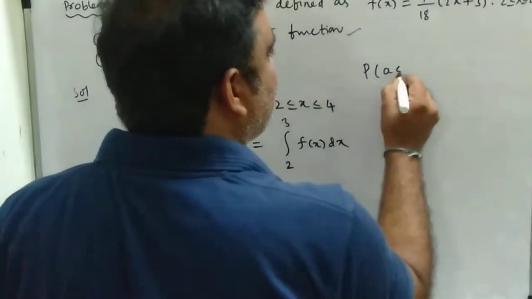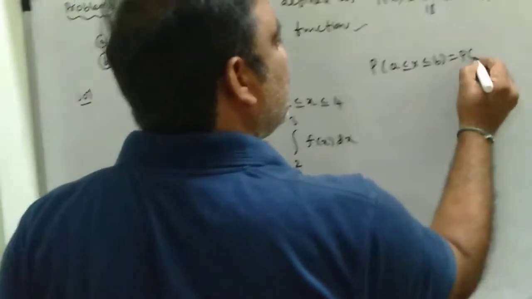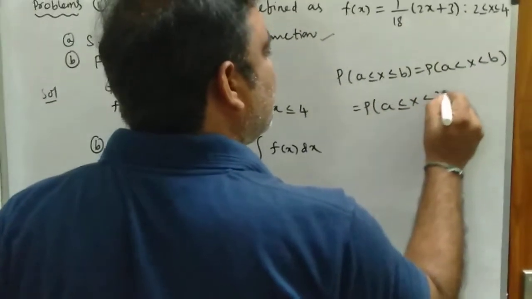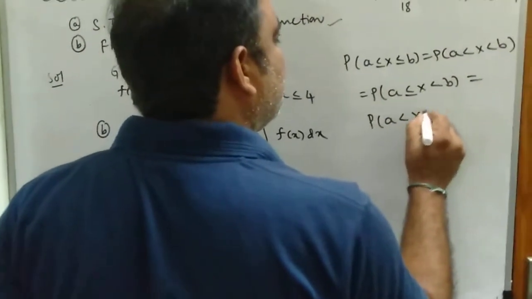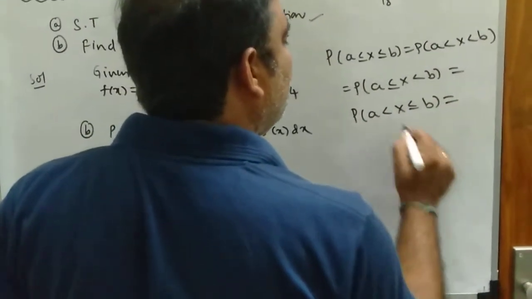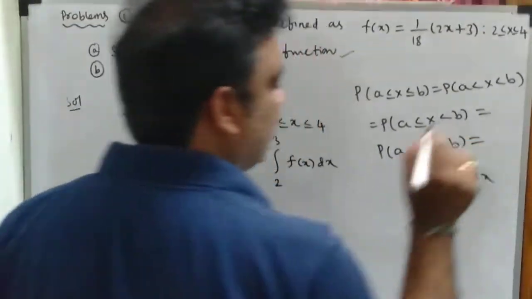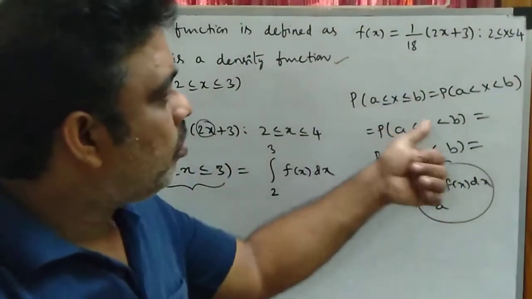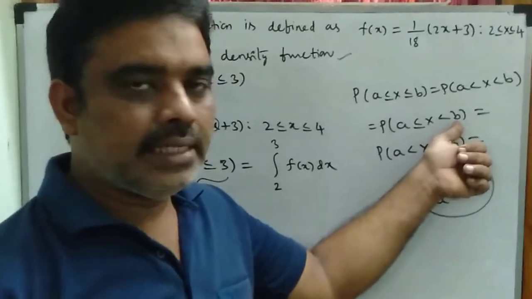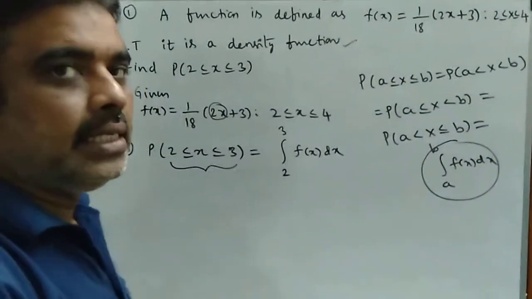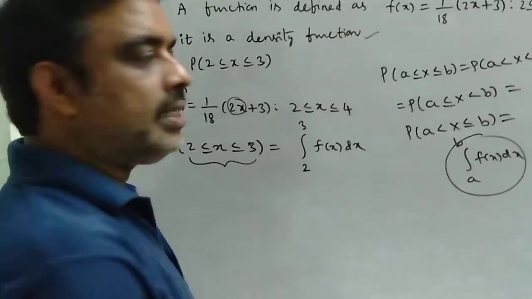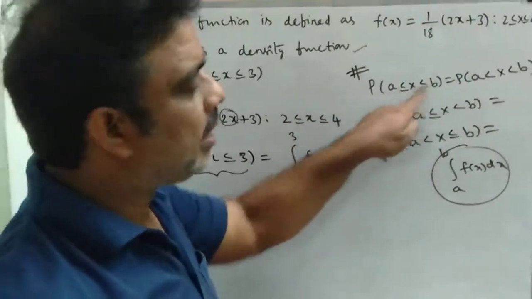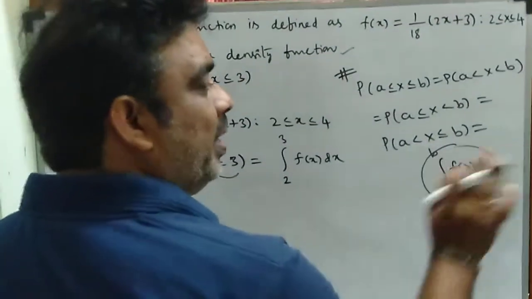Probability of a less than or equal to x less than or equal to b is same as p of a less than x less than b, is same as p of a less than or equal to x less than b, is same as probability of a less than x less than or equal to b, which is equal to integral a to b f of x dx. So for all of them the probability is the same, integral a to b f of x dx. Whatever the symbol, less than or equal to or less than, in the continuous case we take integral a to b f of x dx. So please keep this point in mind, it is very important.